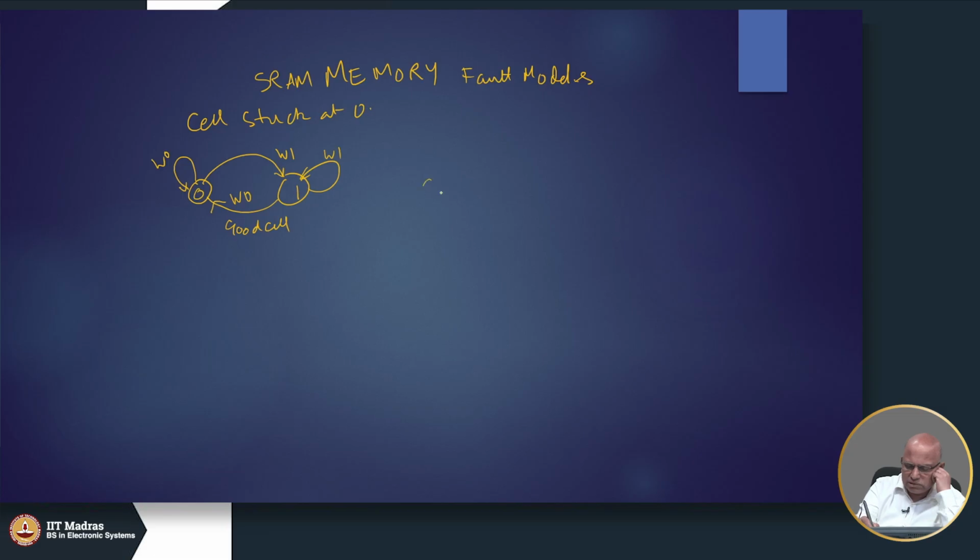But if it is a cell which is stuck at 0, if you write a 0 it will remain there, but if you write a 1 also it will remain there. It is not able to write a 1. So, it does not reach the state at all. So, cell stuck at 0. In the same way we can have a cell stuck at 1.